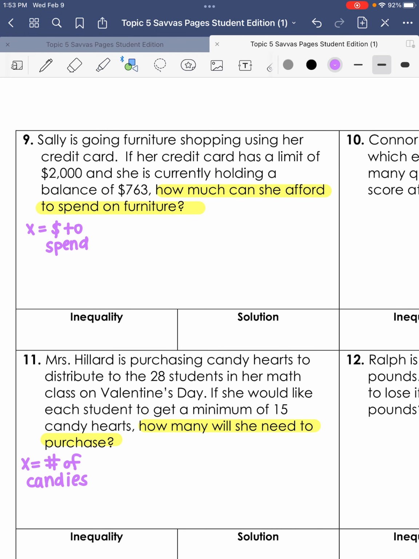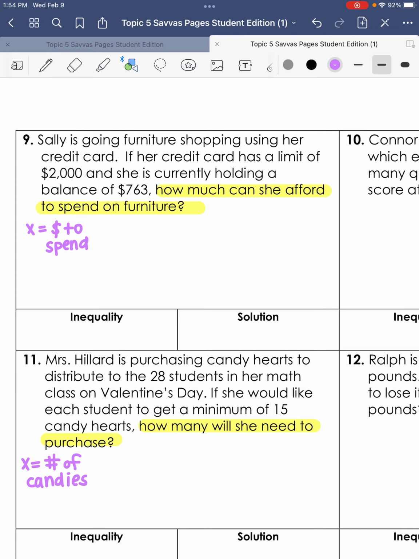Sally is going furniture shopping and using her credit card. If her credit card has a limit of $2,000 and she is currently holding a balance of $763, how much can she afford to spend on furniture? So I've already highlighted the question that we're trying to answer. How much money can she afford to spend? So I've defined my variable. I'm going to use X every single time just because it's common, but X is the money that she has to spend. Okay, now what is some other important information?